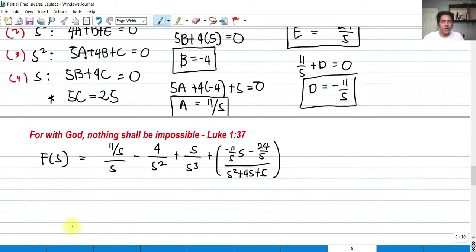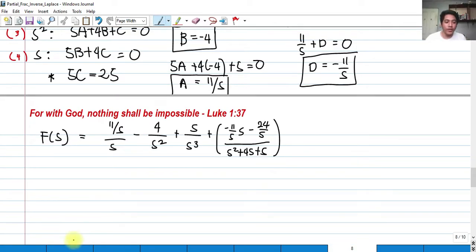Okay, so get the inverse Laplace transform. This looks messy. We have 11 over 5, 11 over 5. What we can do is simply factor out 1 over 5 from each of the terms. So we have 1 over 5 times 11 over s minus, since I factor out 1 over 5 here, this should become 20, because 20 over 5 is still 4.